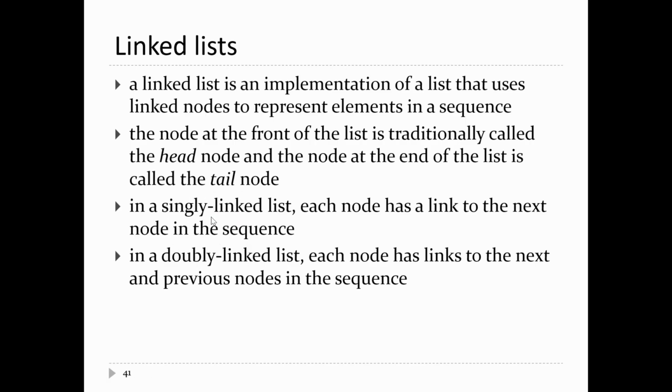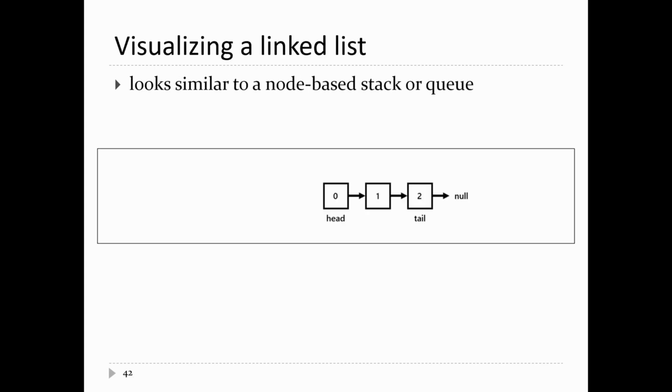In a singly linked list, each node has a link to the next node in the sequence. There's a doubly linked list as well, in which every node has a link to the next node and the previous node. If you use Java's linked list implementation, you get a doubly linked list. We're going to make a singly linked list instead. A singly linked list looks basically the same as a linked stack or a linked queue, which we didn't talk about this year in this course. So no queues in this course this year.